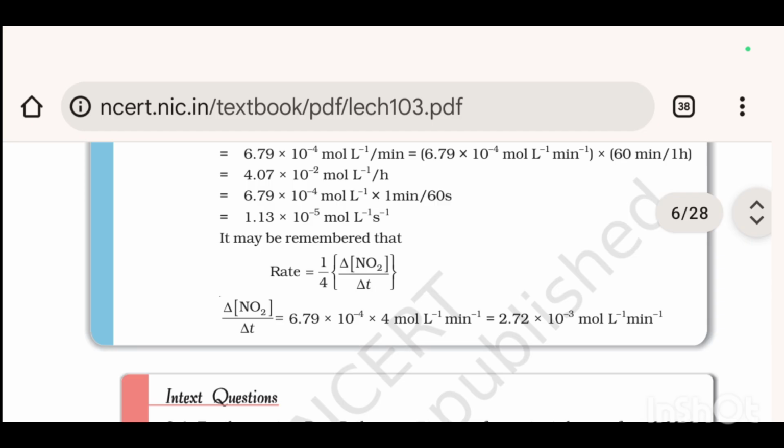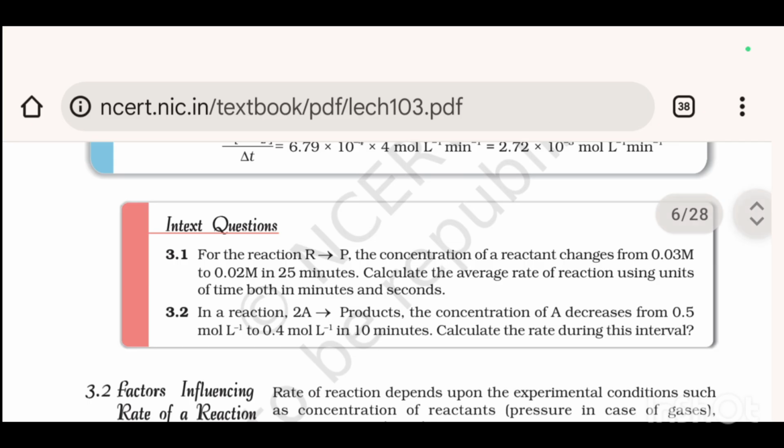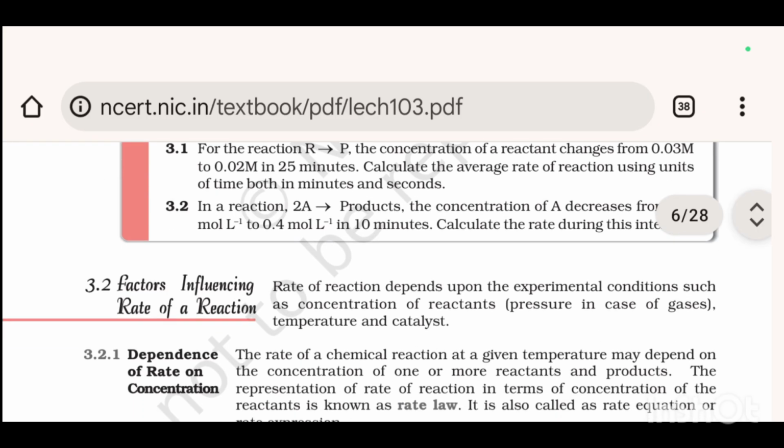So delta NO2 upon delta T equals 6.79 into 10 raised to power minus 4 into 4 mole liter inverse minute inverse. So the rate of delta NO2 will be 2.72 into 10 raised to power minus 3 mole liter inverse minute inverse. Now we shall discuss the factors influencing the rate of reaction.